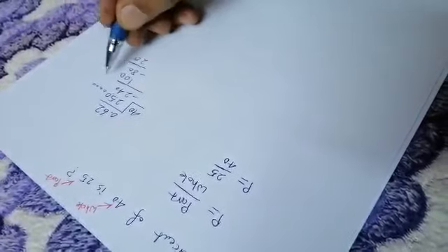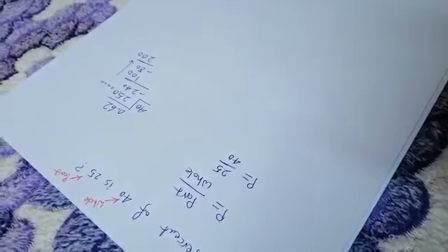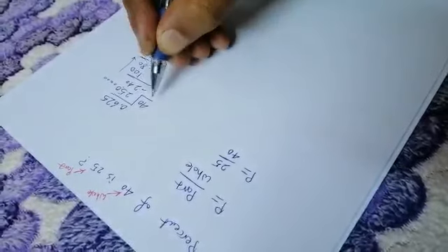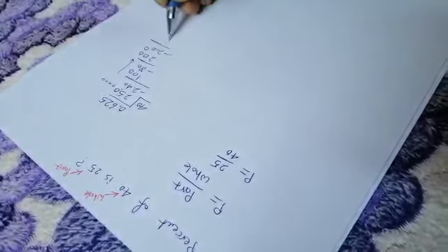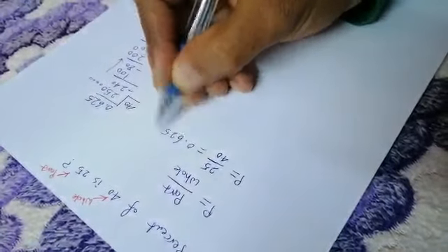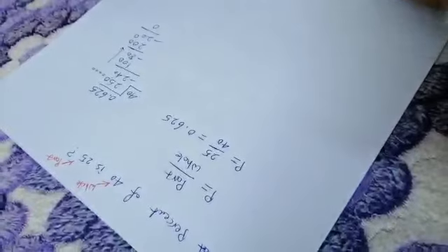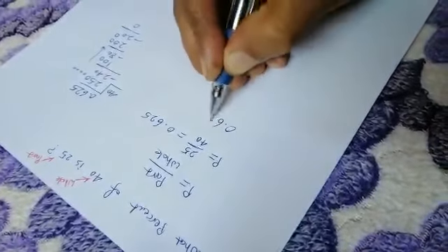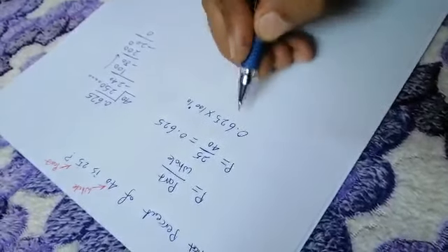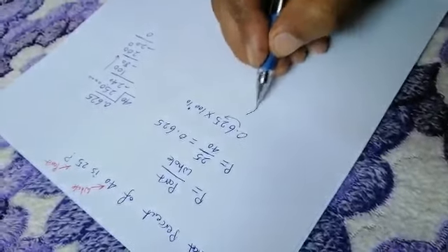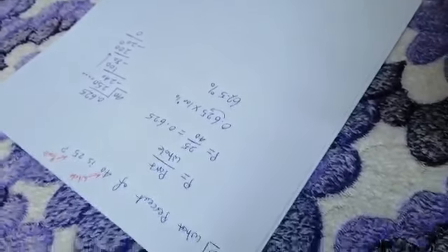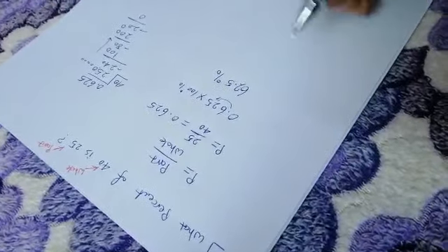Now we add 0, it will be 200. 200 divided by 40 is 5. 5 times 40 is 200. Subtract them, 0. Then the answer equals 0.625. To write it as a percent, 0.625 multiplied by 100%. We have two zeros, then we can move the decimal 2 digits. It will be 62.5%.